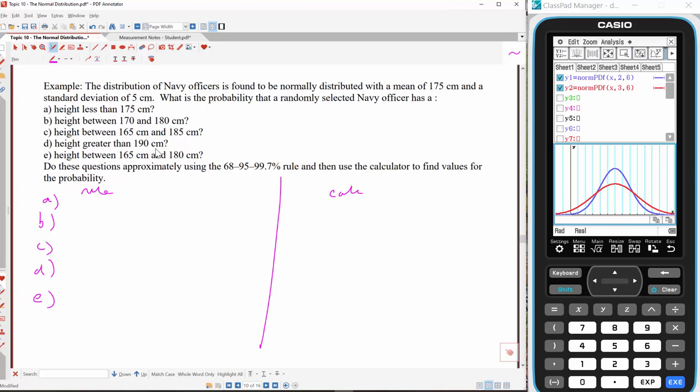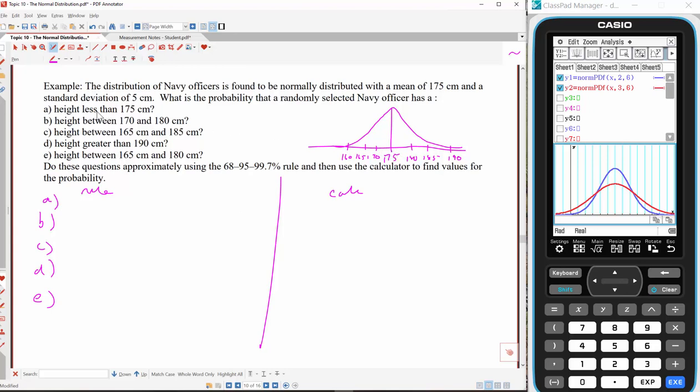So let's break it up into two parts. As with all normal distribution questions, I would graph the thing. It has a 175 mean, standard deviation of 5. So 1, 2, 3, 1, 2, 3. Again, it doesn't have to be perfect, just enough to visualize: 190, 170, 165, 160. So there are 3 standard deviations either side of the mean.